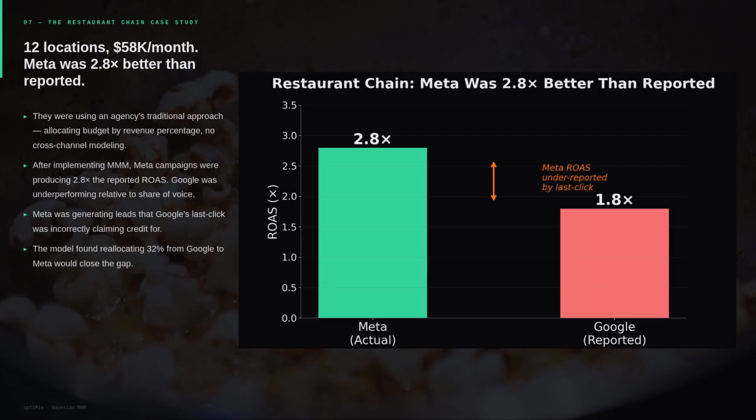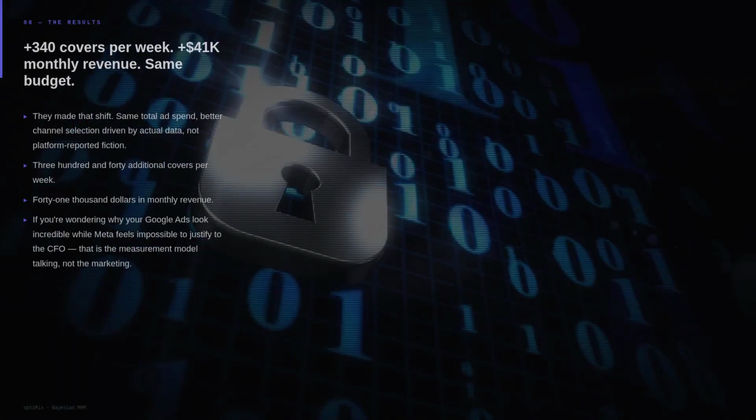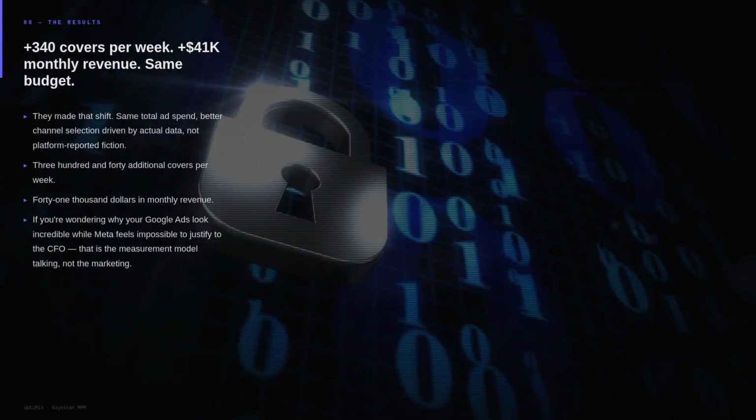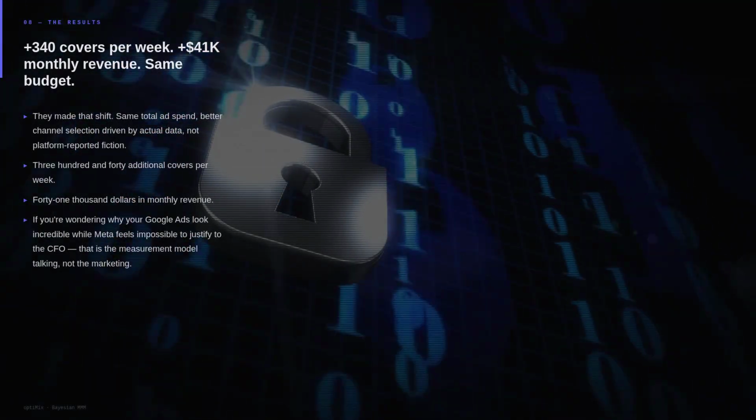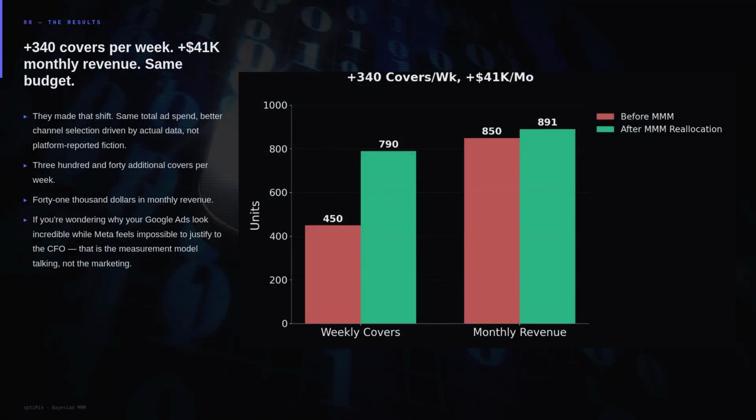Here's what this system produces in the real world. A regional restaurant chain with 12 locations was spending $58,000 a month across Google, Meta, and local print. They were using an agency's traditional approach, allocating budget by revenue percentage, without any cross-channel modeling to understand actual contribution per channel. After implementing marketing mix modeling, the data told a very different story.